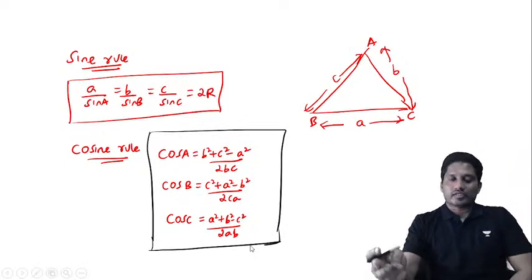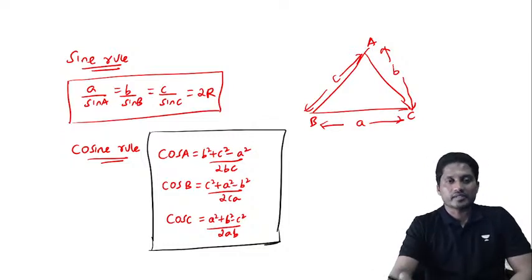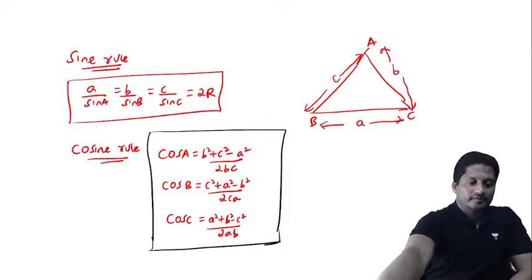One more, sine rule, cosine rule, then the Napier tangent rule, half angle, that is all not required. Just remember sine rule and cosine rule for KCET.